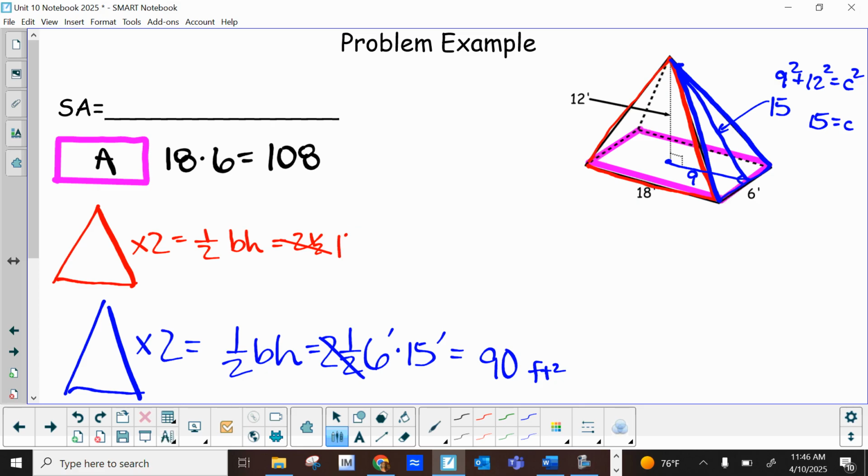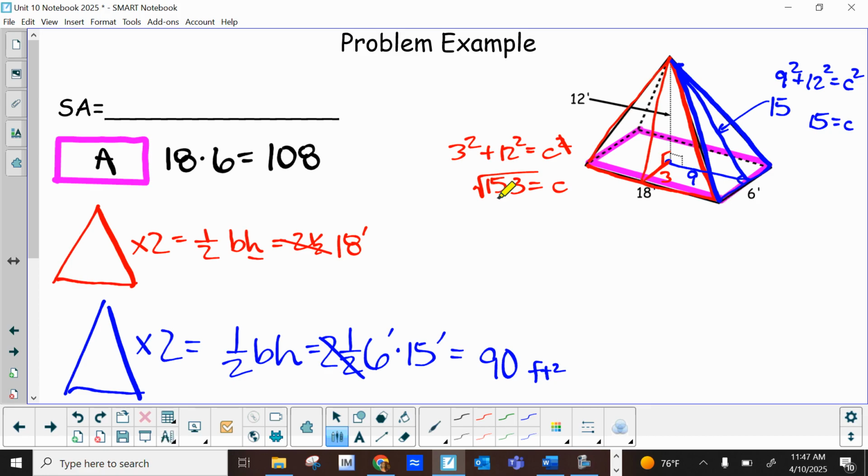The base for the red triangle is 18 feet. The height I need to figure out. The height's going to go down like that to the middle, and if I connect right there, I have another right triangle. How big is this red segment? Look at this 6 over here. That's going to be 3. So I'm going to do 3 squared plus 12 squared equals C squared to figure out this height. So 144 plus 9 is 153. And then I'm going to square root to get rid of that squared.